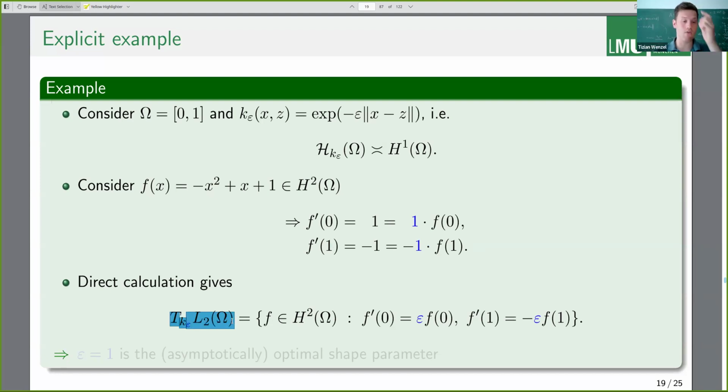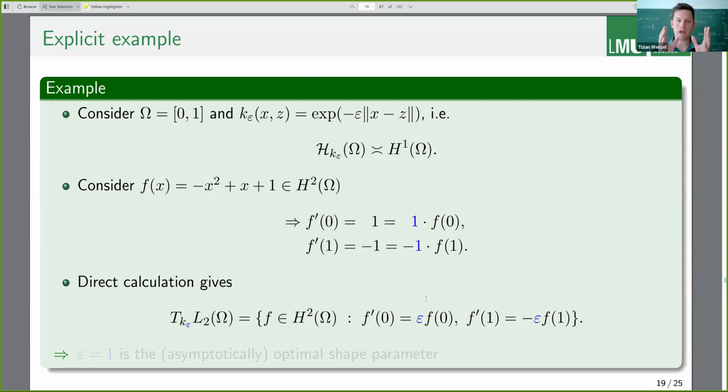So the image of the integral operator of L2, depending on the shape parameter, is now given by all the functions of Sobolev smoothness 2 which satisfy the following boundary conditions. And here we can see that these boundary conditions look similar to the ones I calculated on purpose before. I also highlighted it in blue.